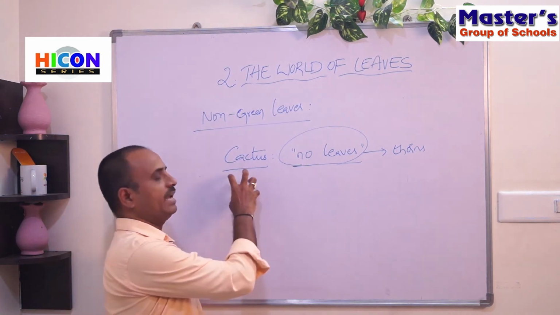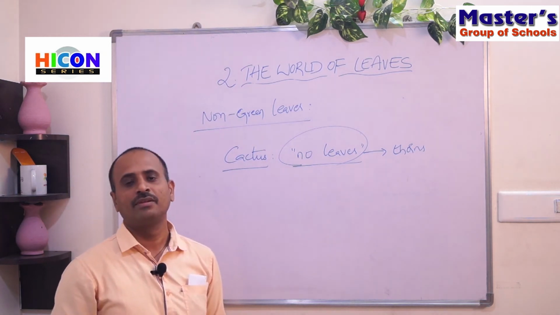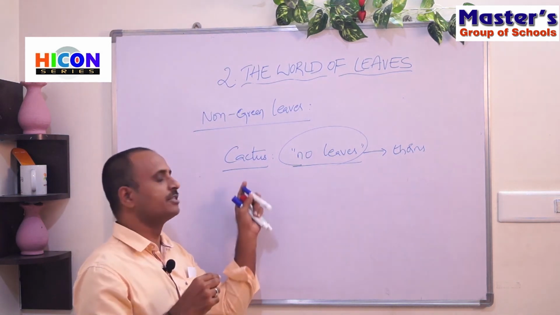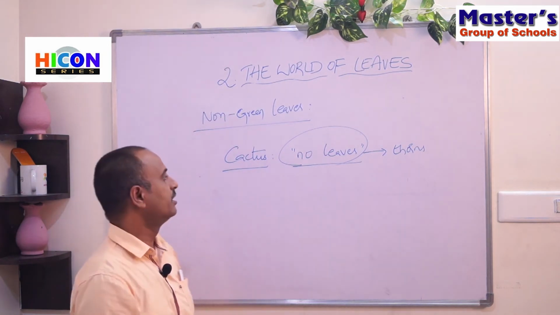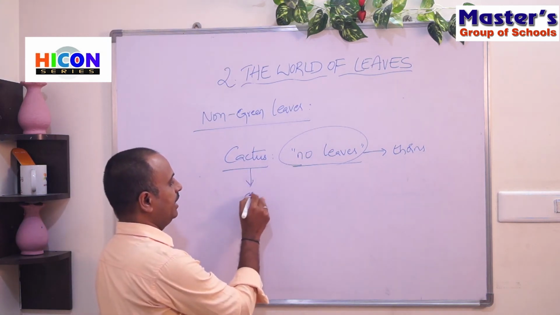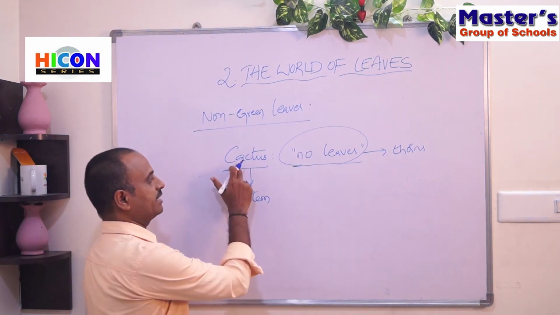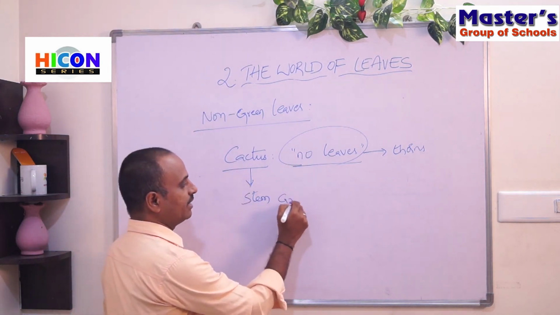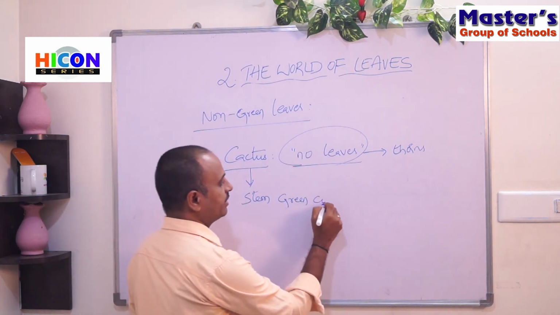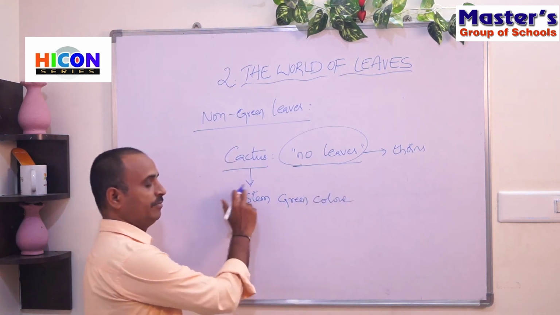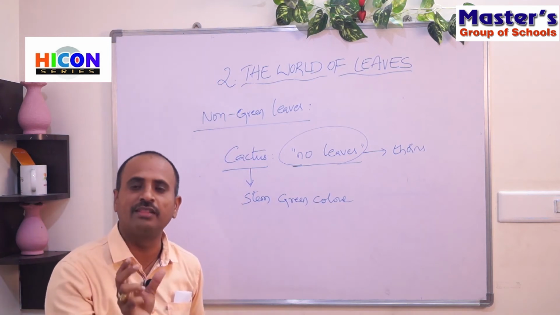If you observe, the cactus plants have a green colored stem. Here the stem is green in color and chlorophyll is present in the stem. That's why the stem is helpful in the preparation of food. So the stem will prepare the food in cactus plants and store the food in the stem.